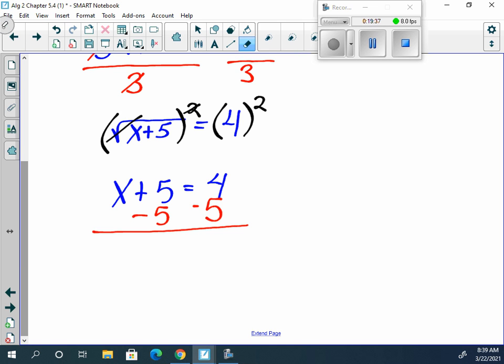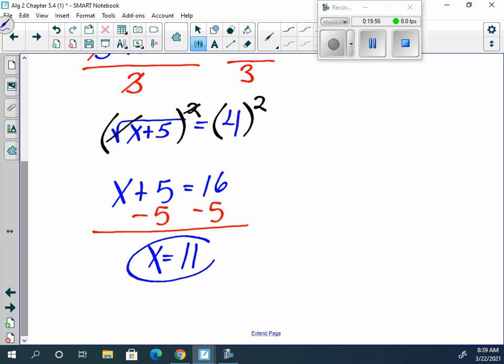Thank you. 4 squared would be 16. Now we would minus 5. And we shouldn't get negative 1. We should get what? 11. That makes a little more sense.